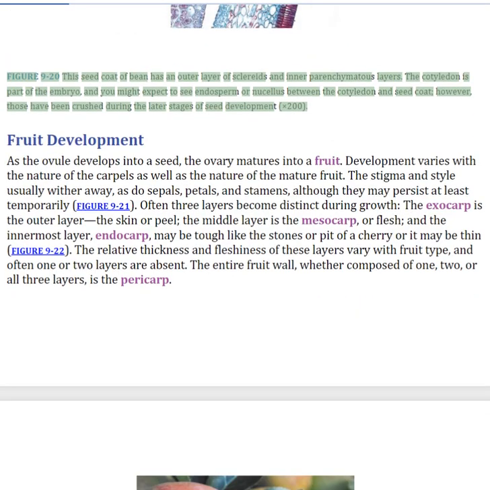Figure 9.20: The seed coat of bean has an outer layer of sclereids and inner parenchymatous layers. The cotyledon is part of the embryo, and you might expect to see endosperm or nucellus between the cotyledon and seed coat. However, those have been crushed during the later stages of seed development.